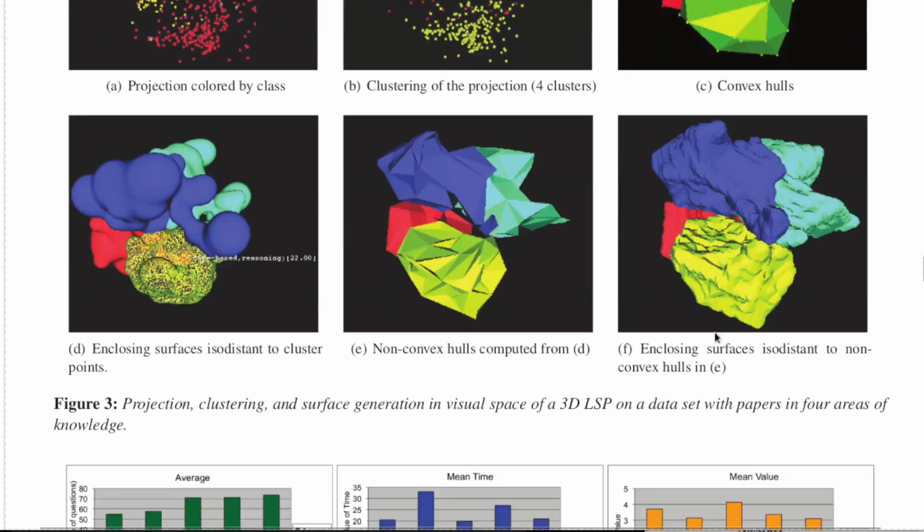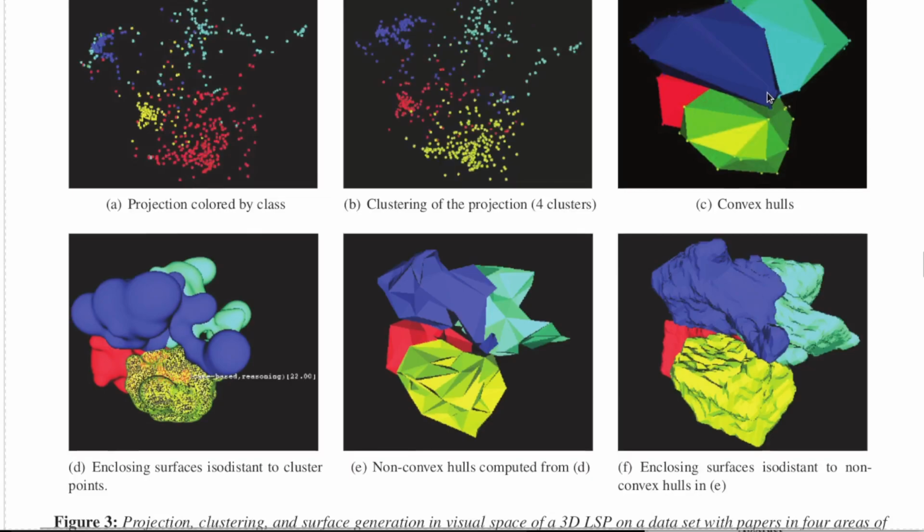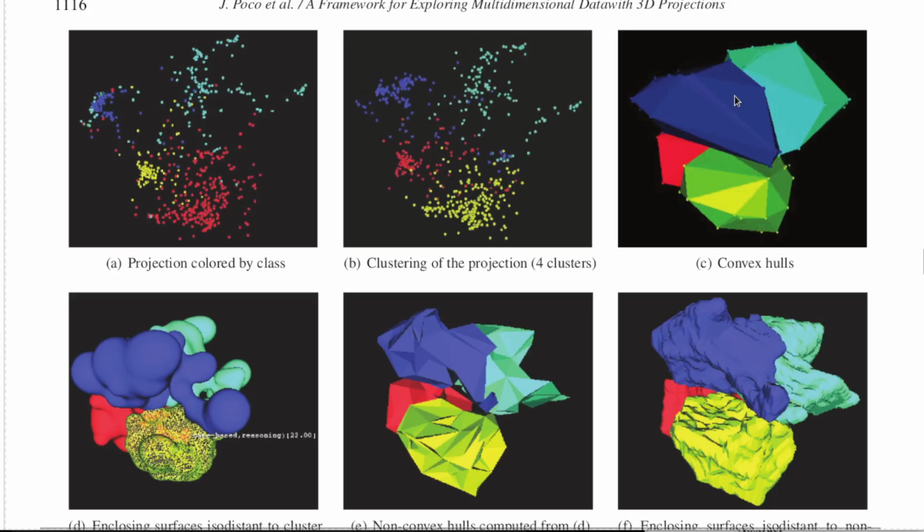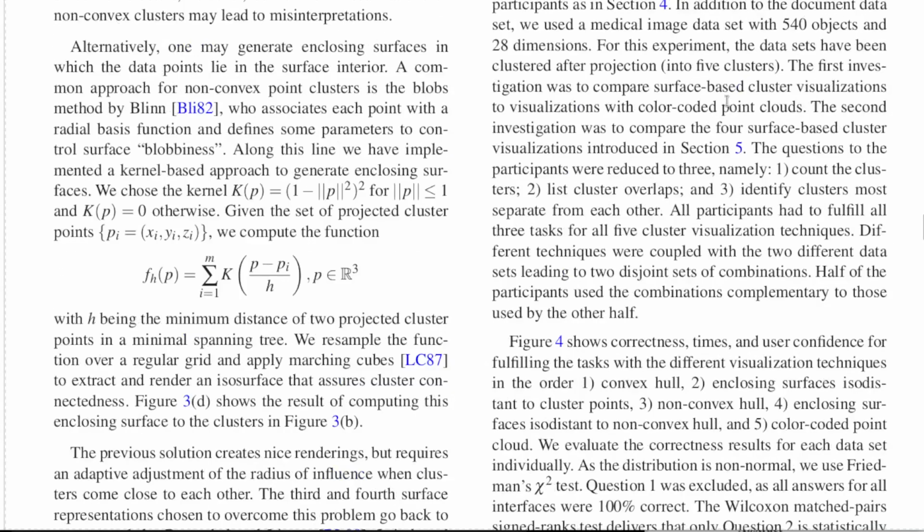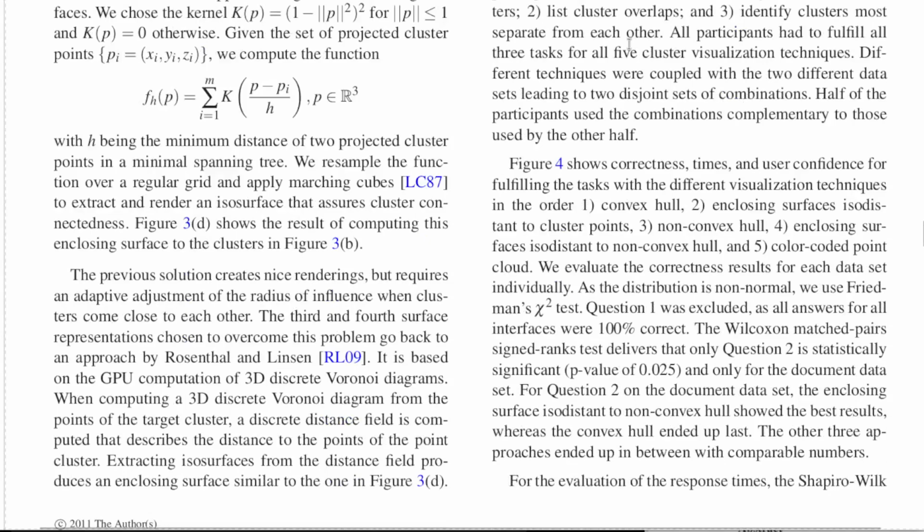6. User study evaluation of cluster visualization. We conducted another user study with the same format and participants as in Section 4. In addition to the document dataset, we used a medical image dataset with 540 objects and 28 dimensions. For this experiment, the datasets have been clustered after projection into 5 clusters. The first investigation was to compare surface-based cluster visualizations to visualizations with color-coded point clouds. The second investigation was to compare the 4 surface-based cluster visualizations introduced in Section 5.